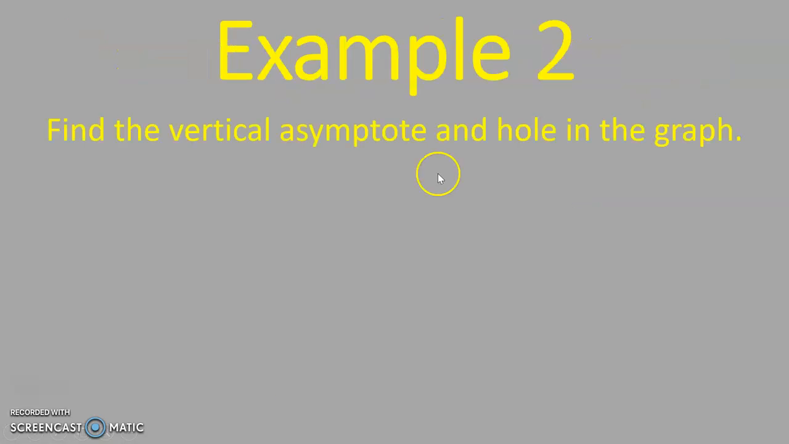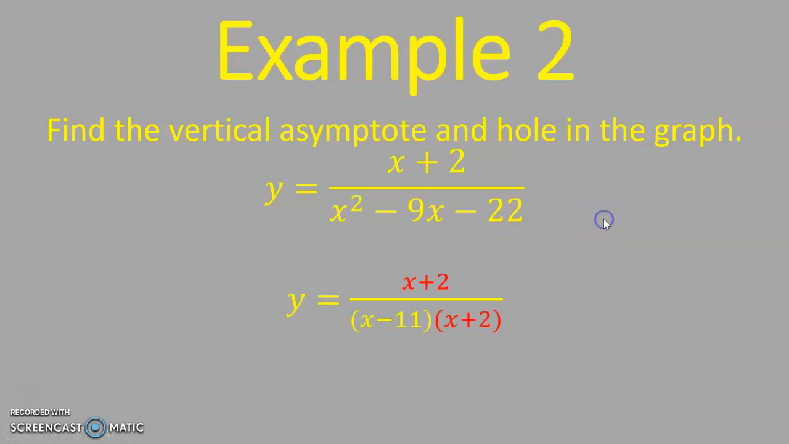A second example, it says here find the vertical asymptote and hole in the graph. So we're going to have both an uncancelled factor and a cancelled factor on the denominator here. Let's check it out. So y equals x plus 2 over x squared minus 9x minus 22. If we factored the denominator, you can get x minus 11 times x plus 2. And notice the red here shows that x plus 2 can be cancelled.